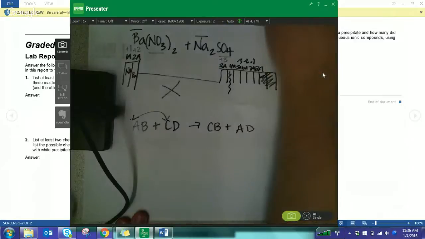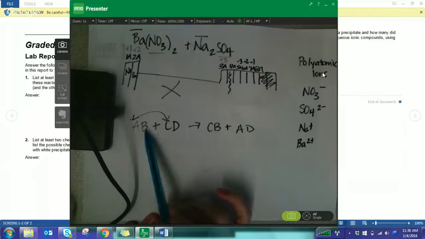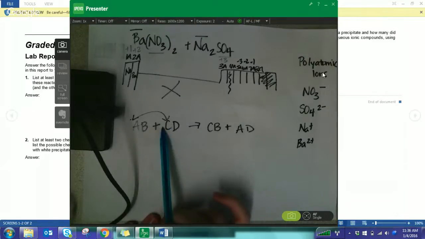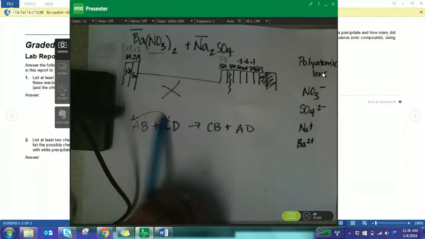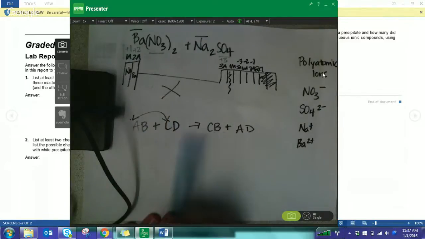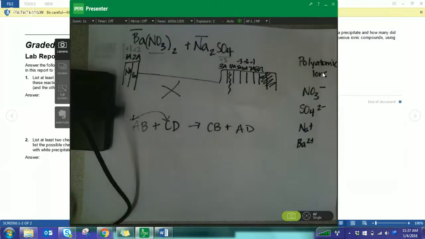Okay, so what's going on here? We have just a generic compound AB with ions A and B, and a generic compound CD. In a double displacement reaction, or a double replacement reaction, depending on which book you're reading from, the two cations, the positively charged parts, switch spots. So now C is attached to B, making CB, and A is attached to D, making AD.